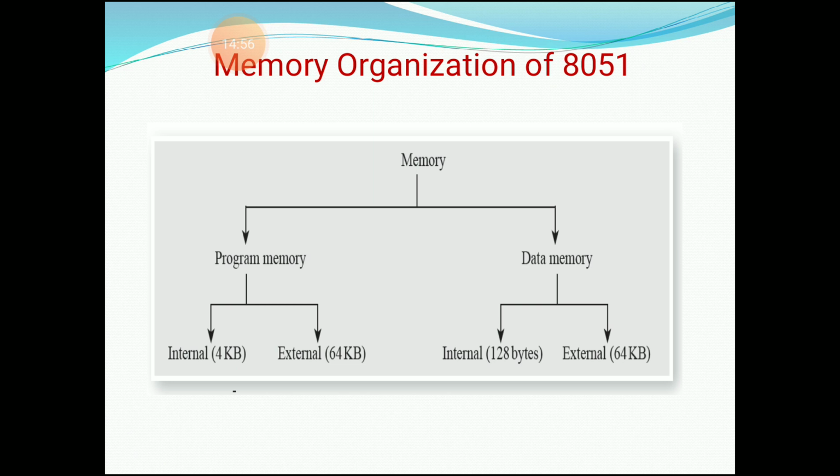So this is the flowchart of memory organization: program memory and data memory. The program memory is again divided into two memories, internal program memory and external program memory. In 8051, internal program memory is 4 KB, and external program memory connected externally is 64 KB. In data memory, the internal data memory is 128 bytes and the external memory is 64 KB.